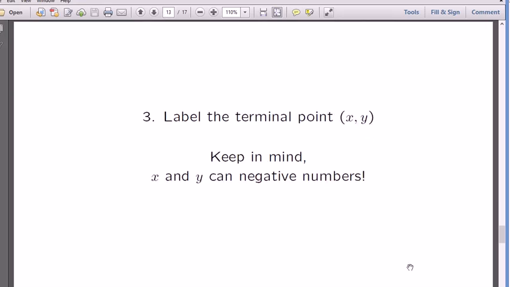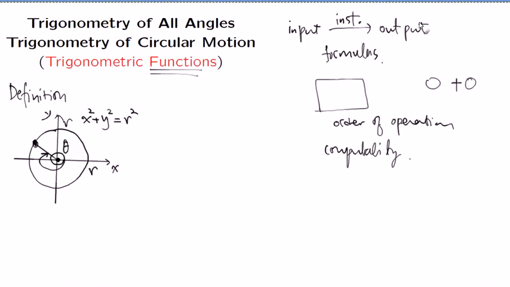Step 3. Label the terminal point x comma y, and it's just a comment. Keep in mind the x and y can be negative numbers because it's a coordinate. Coordinate, you have negative numbers, right? So what is this point here? X comma y. We're going to label it. And I decided to call that point P.